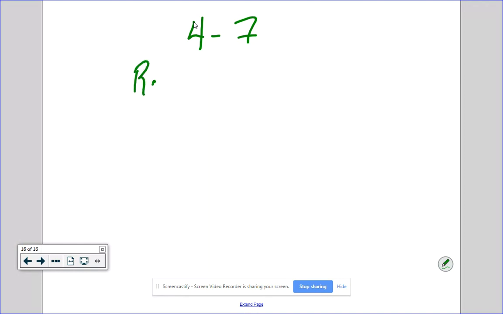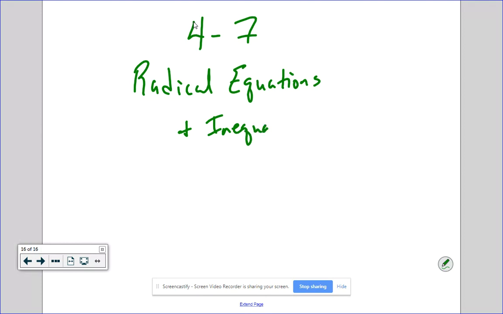So today we're going to talk about, or start talking about, okay? Now instead of doing rational equations, we're now going to do radical equations. So instead of having a fraction in every problem, we're now going to have a radical in every problem. Yay. Okay.